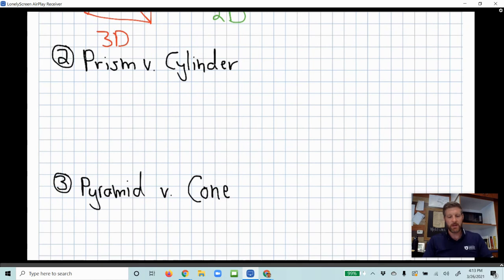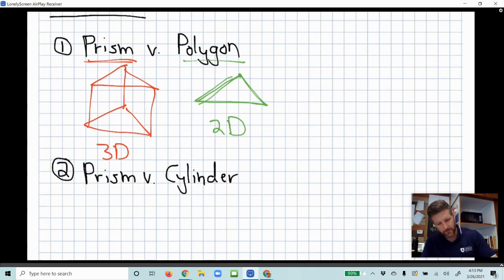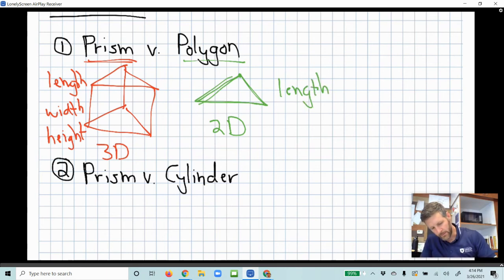We've got length, width, and height, whereas here, we simply have the length and width.